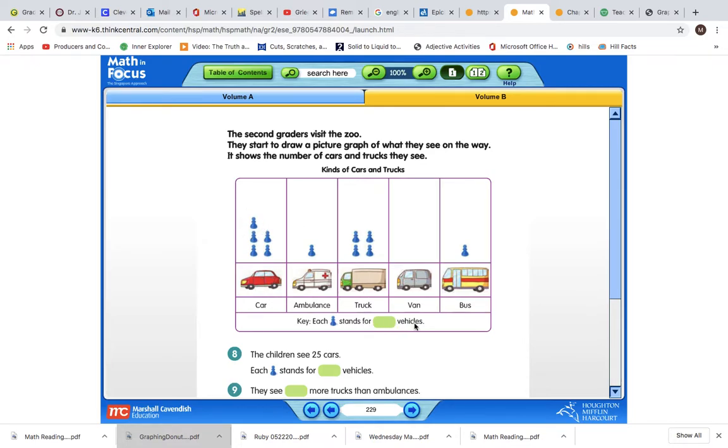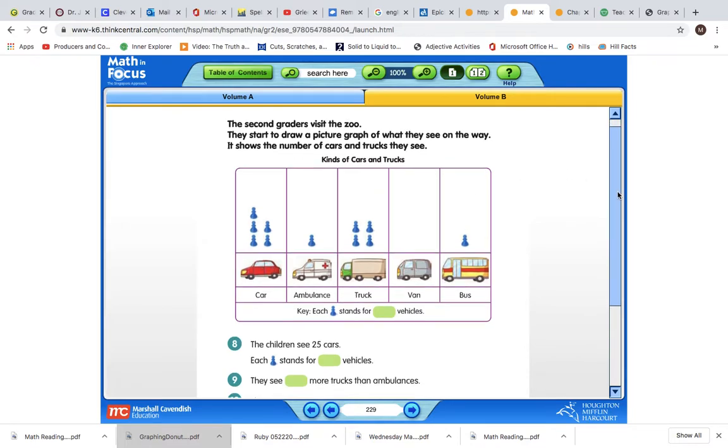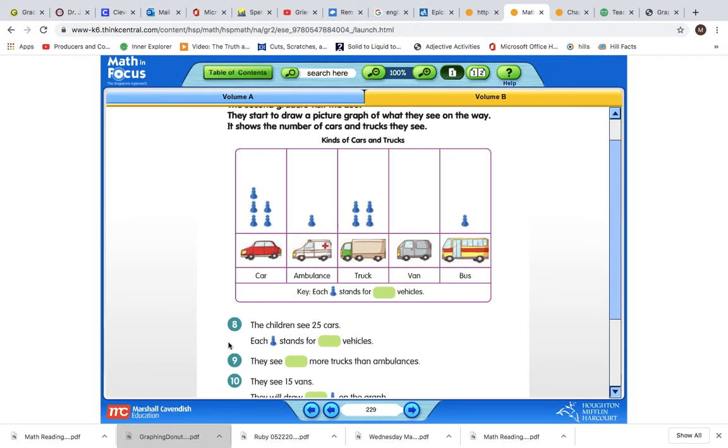So here's another one where they're not telling us what they're counting by. We have to figure it out. So if you go to number 8, it says the children see 25 cars. Each symbol stands for blank vehicles. So what are we counting by?